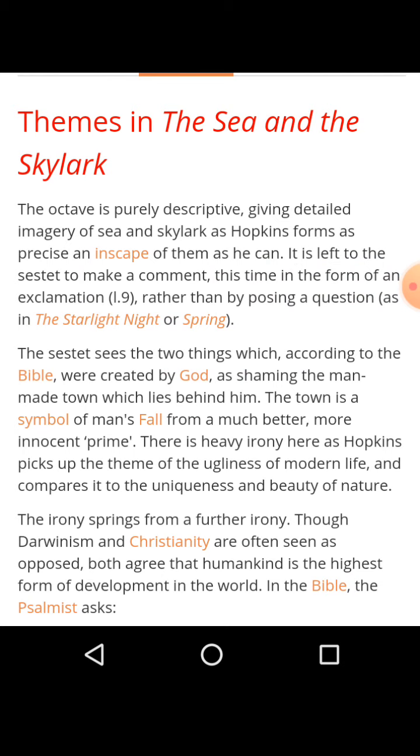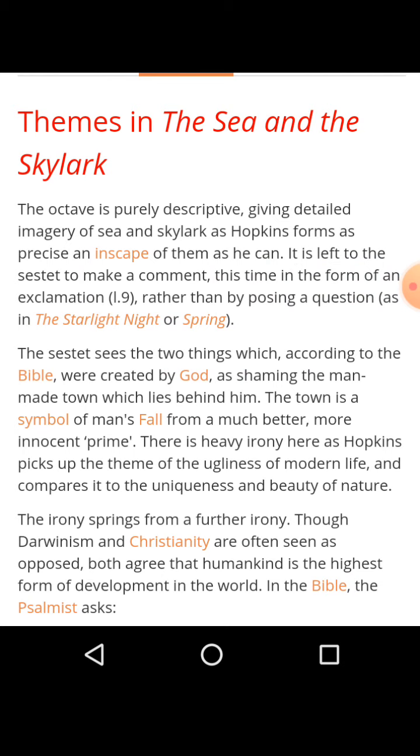Shaming the man-made town which lies behind him, both these two voices are a shame upon the town which is made by man, because the town is dirty. And these two things, the sea and the skylark, are ever fresh. They are beautiful. They give a beautiful picture of natural beauty. The town is a symbol of man's fall from a much better, more innocent prime. There is heavy irony here as Hopkins picks up the theme of the ugliness of modern life and compares it to the uniqueness and beauty of nature, which is represented by the sea and the skylark.